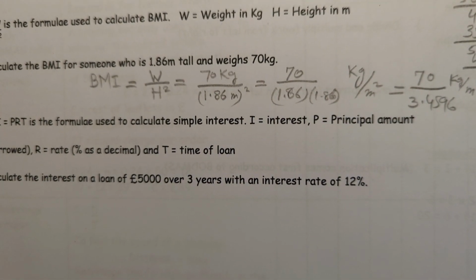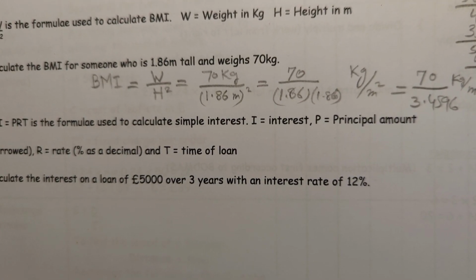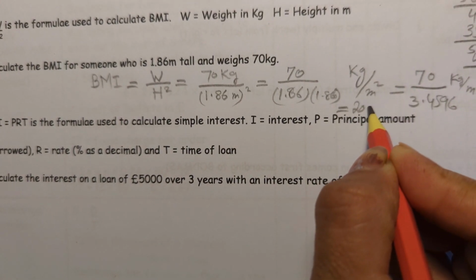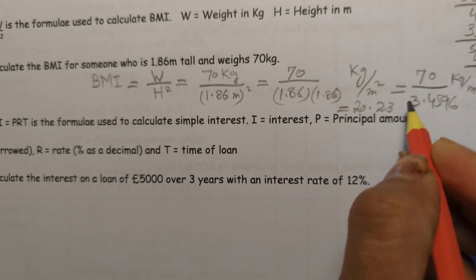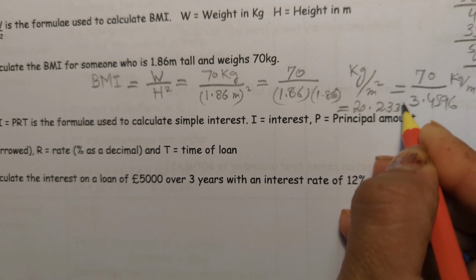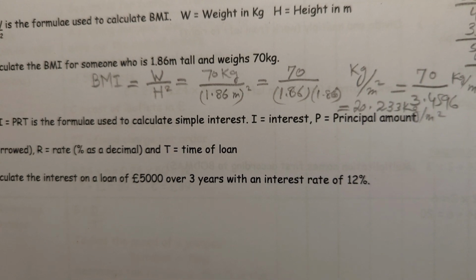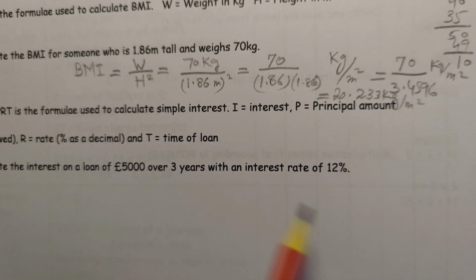After that, what you have to do is 70 divided by 3.4596, and it will give you an answer something like 20.2335. So it will be 20.23 kg per meter square. So that will be our answer, right? So it's very simple. You have to use the calculator here.